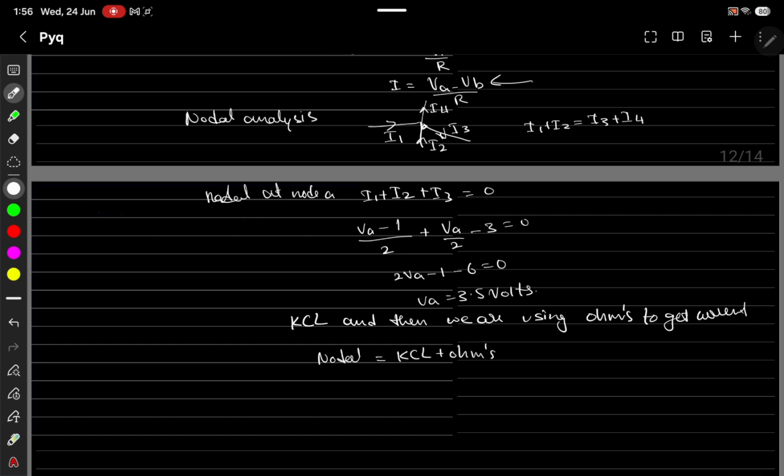There is another 1 mark question in GATE ECE 1998. The nodal method of circuit analysis is based on what? So the answer is KCL plus Ohm's law.